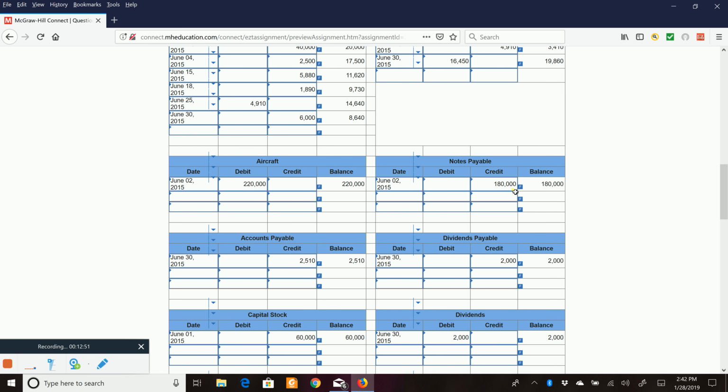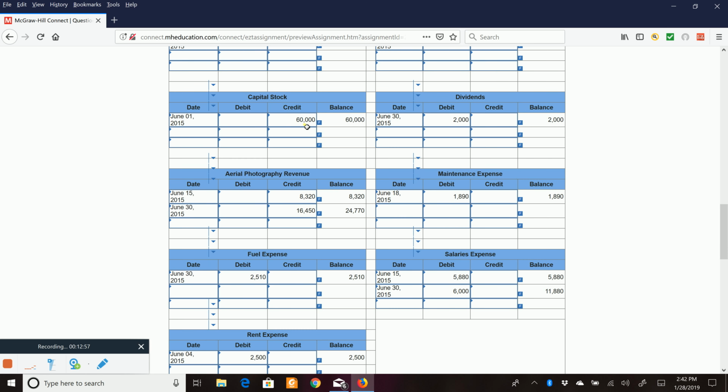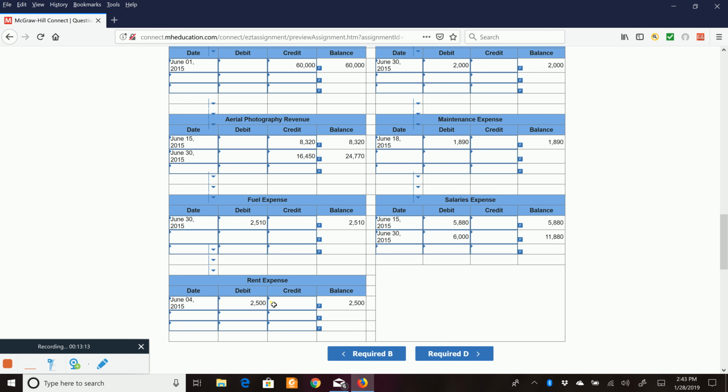Note payable is a liability. Dividends payable is a liability. They have credit balances. The stock account is an equity account. Equities increase with credits. Dividends make equity decrease, so it's got a debit. Revenue makes equity increase, got a credit, and all the expenses are going to have debit balances. So the last step that we're going to go through in this particular problem is we're going to take all of these running balances, every single one of them.